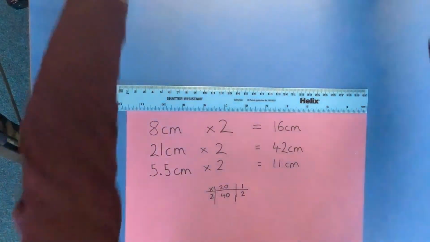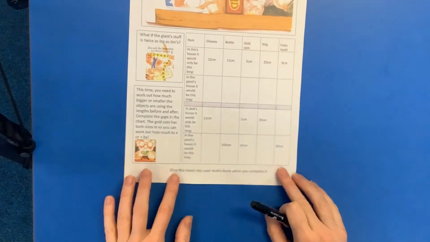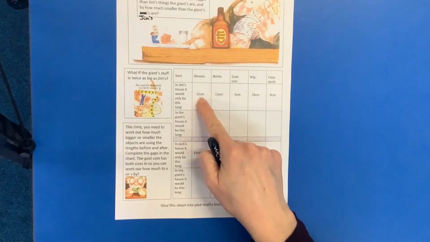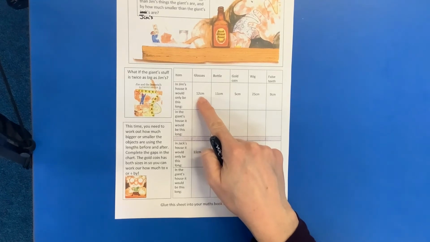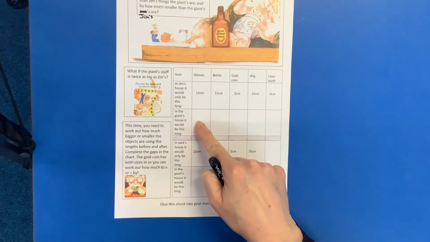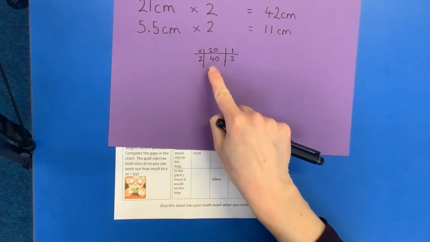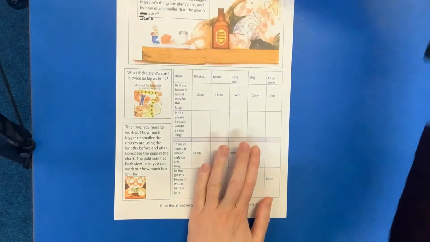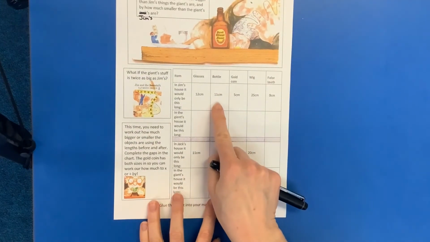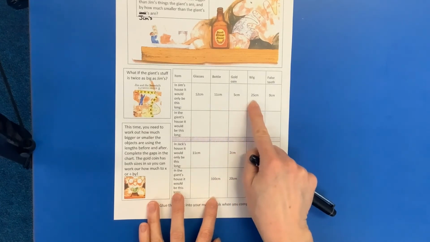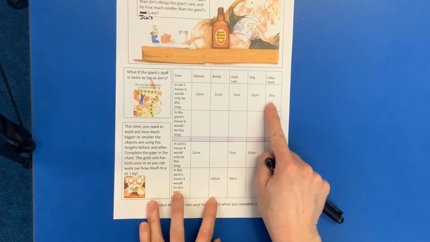So let's go back to our sheet and see what we're actually going to be doing today. So in Jim's house, the glasses, and that's the glasses that you wear on your face, would be 12 centimetres long. So how big would it be in the giant's house? And again, just like I did, if you're not sure, you might want to use your grid method. Remember, you've still got all those lovely sheets in your pack. The bottle is 11 centimetres, the gold coin is 5 centimetres, and the wig is 25 centimetres. You may well have to use a grid method for that one. And then the false teeth are 9 centimetres.